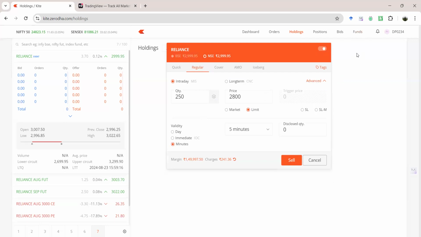And even if you have just 1000 rupees, you can trade worth 1,50,000 if you have collateral margin. If you don't have collateral margin, then you cannot take that trade without funds. So how to get that collateral margin?